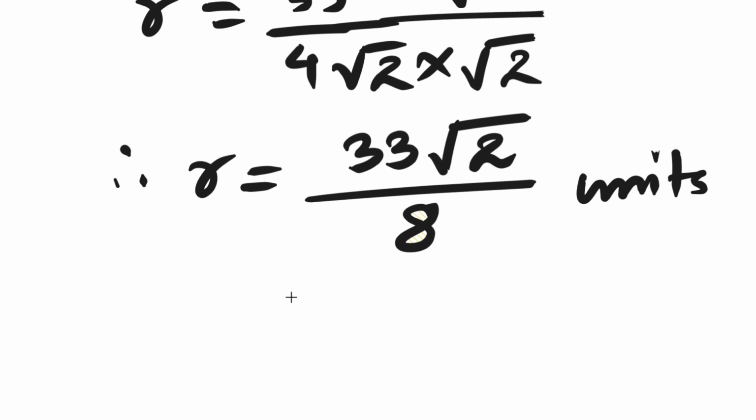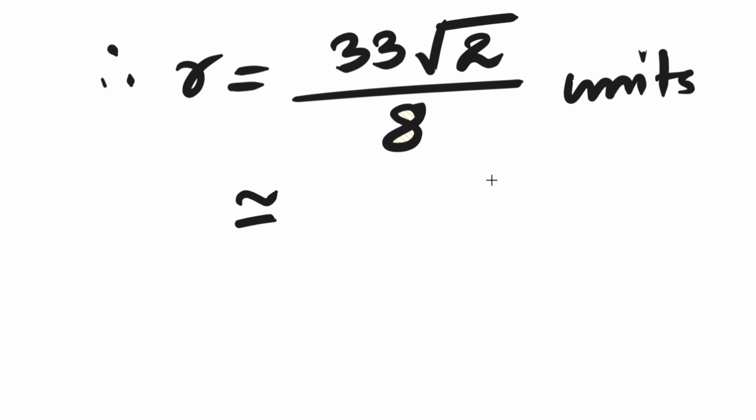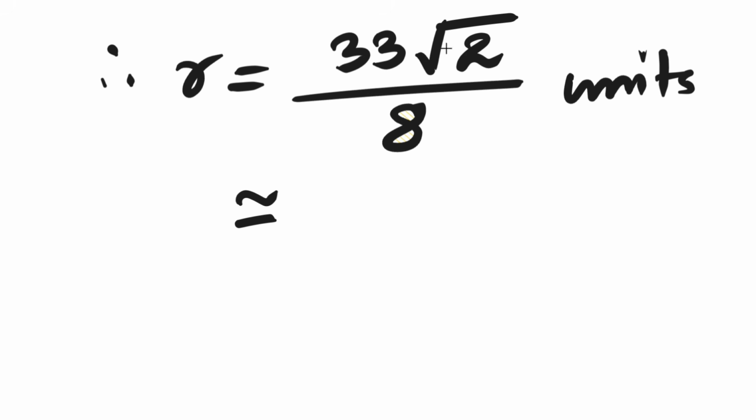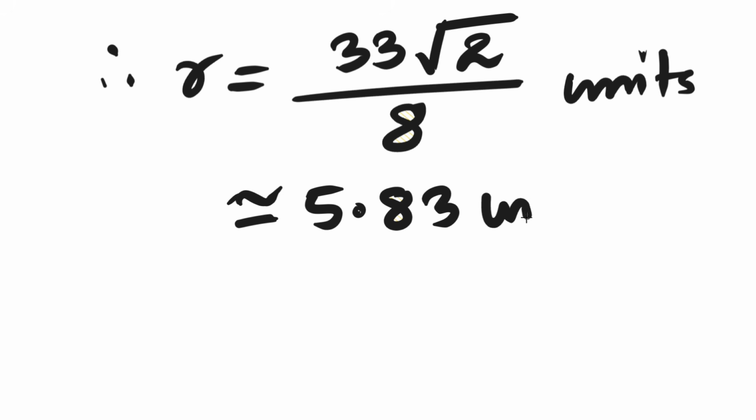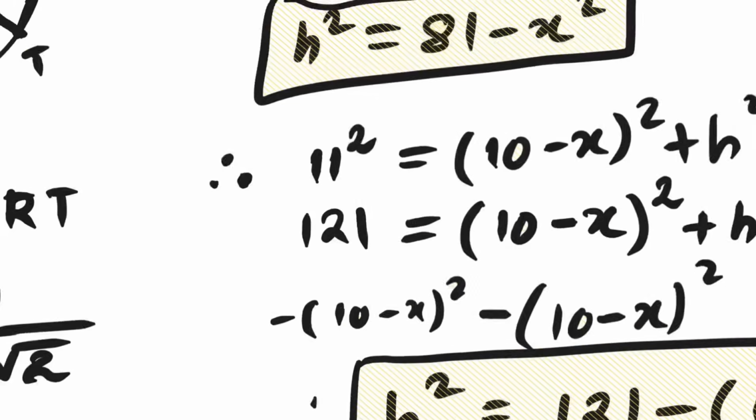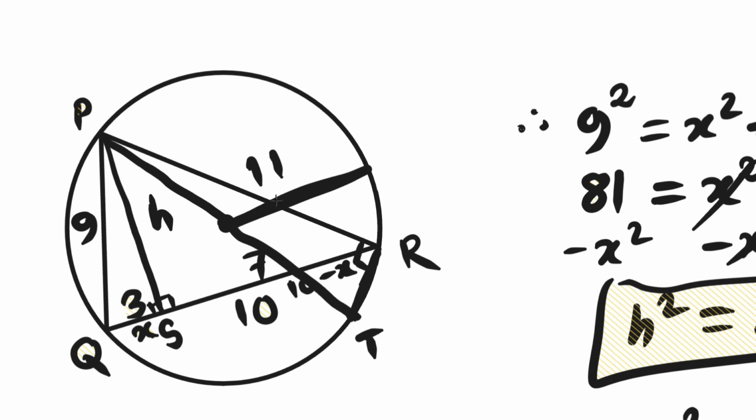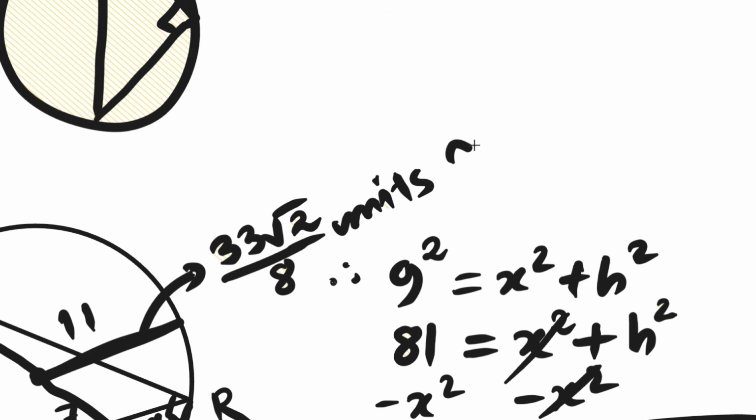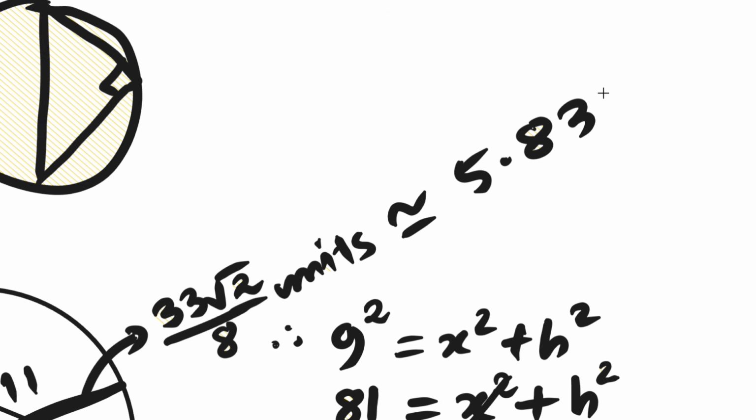If we want a decimal approximation, square root of 2 is approximately 1.414. So multiplying 33 by 1.414 and dividing by 8 gives approximately 5.83 units. Therefore, our final answer is that the radius of the circle is 33 square root of 2 divided by 8 units, which is approximately 5.83 units.